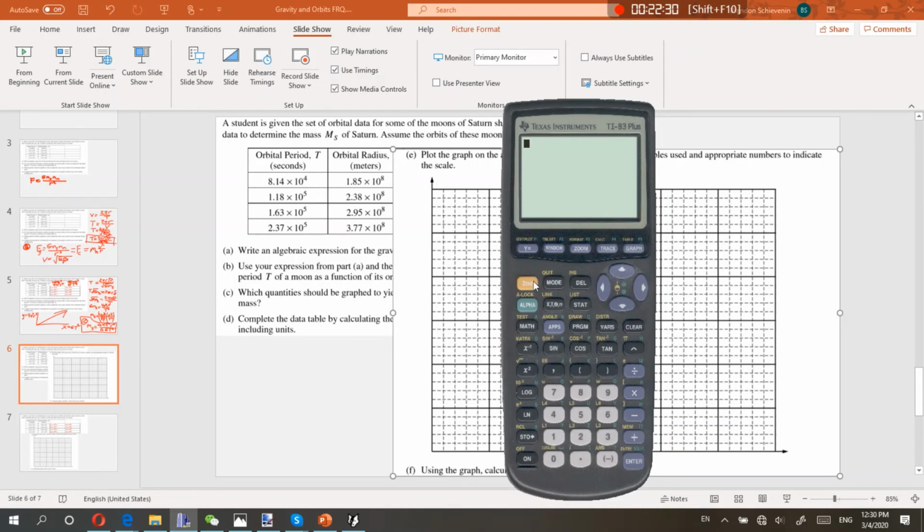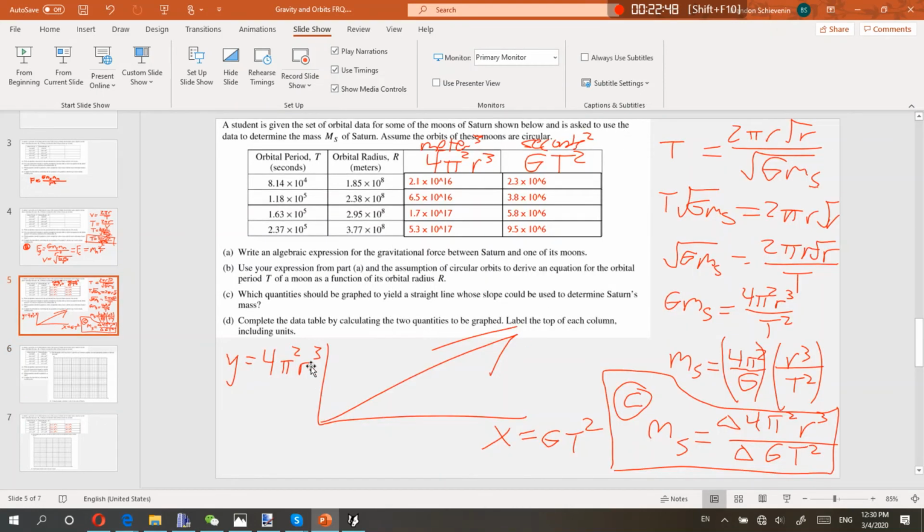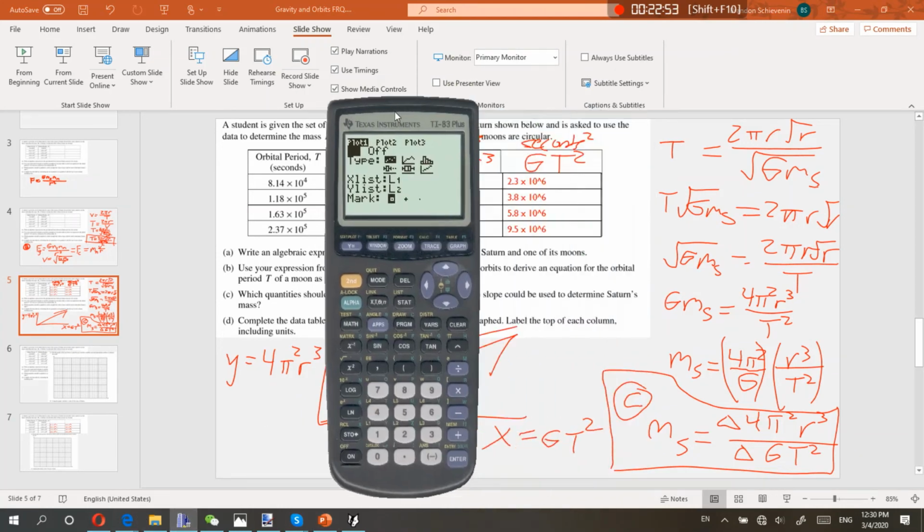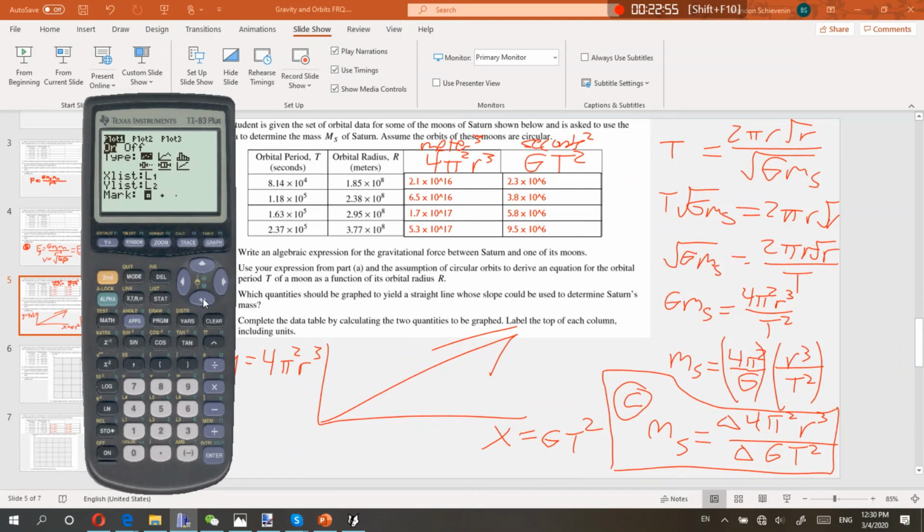So if I want to do that, I'm going to go to second stat plot. And we'll turn our first plot on. And we said we wanted our y-axis to be 4 pi squared r cubed, and our x-axis to be gt squared. So if I do that, right now 4 pi squared r cubed is list 3 for me. So that'll be our y-axis, and gt squared is list 4 for me.